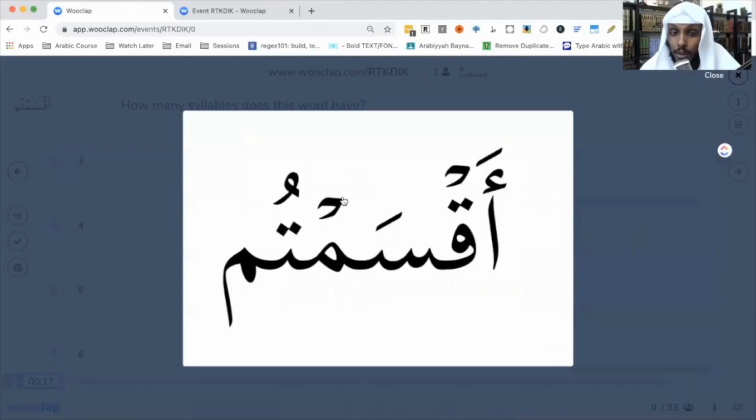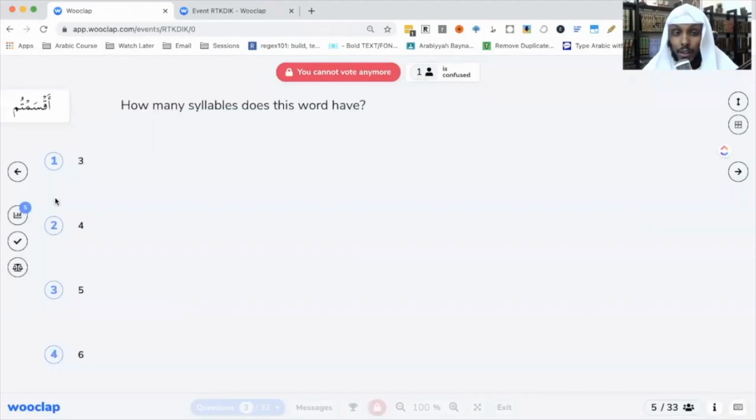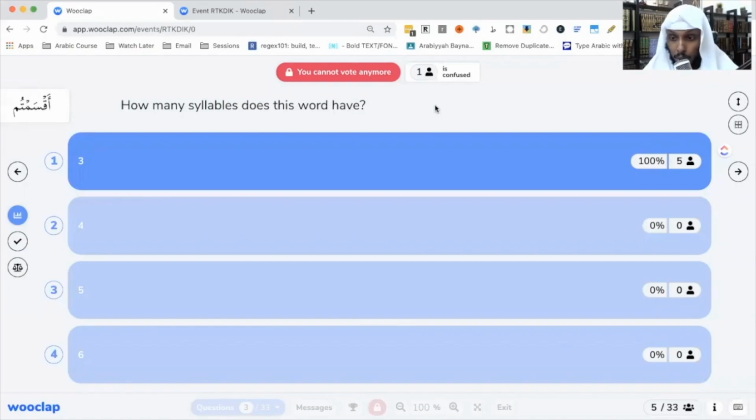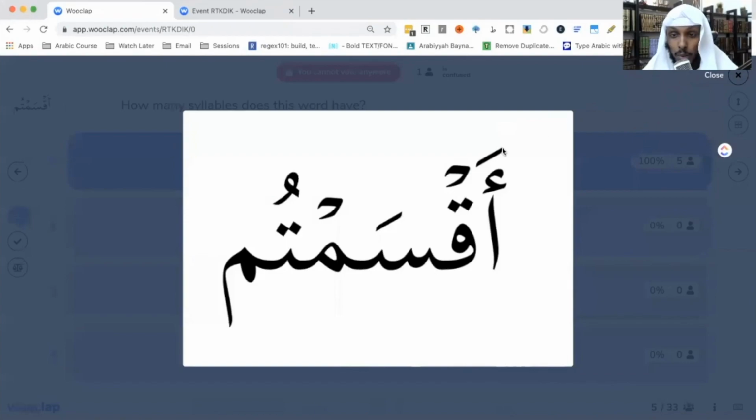How about this one? How many syllables are there in this word? Okay, don't go by the number of letters, right? Go by the number of syllables. This word seems a lot bigger, doesn't it, than the previous one? But did that make a difference? Seems like those 5 people that did manage to answer it, they got it all right. Okay, so this word is 3 syllables. aqsamtum. Okay, so aqsamtum, 3 syllable word. Let's go to the next one.